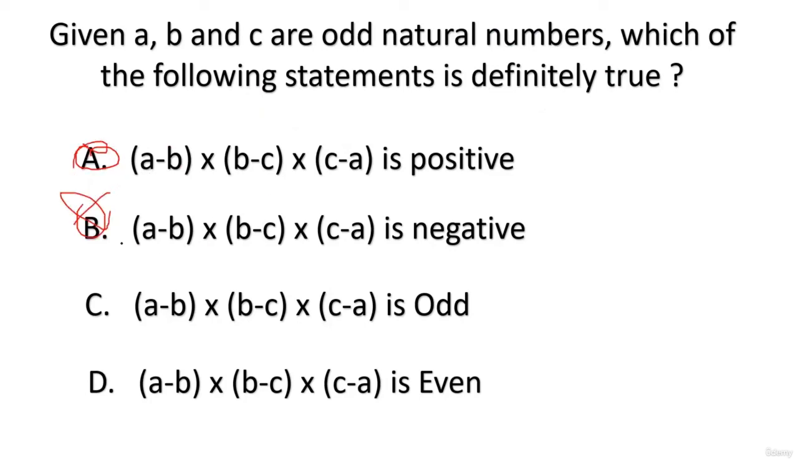Okay, going on to option C and option D. Now, if A, B and C are odd numbers, I am sure that the difference is going to be even. ये difference भी even होगा, ये difference भी even होगा. So even into even. Okay, all even numbers you multiply. अगर एक भी number even हो गया, the product is always even. Okay, so option C is ruled out. Your answer is option D.